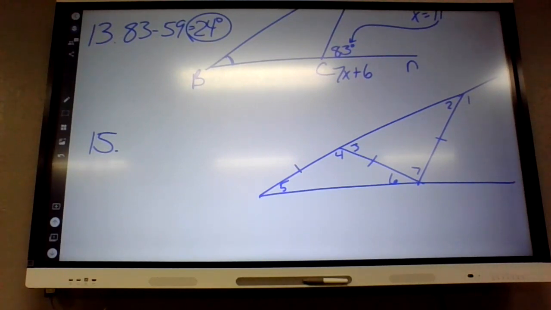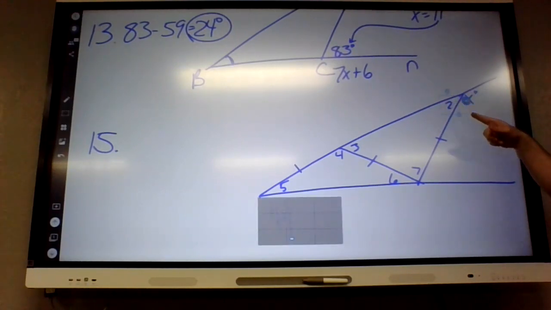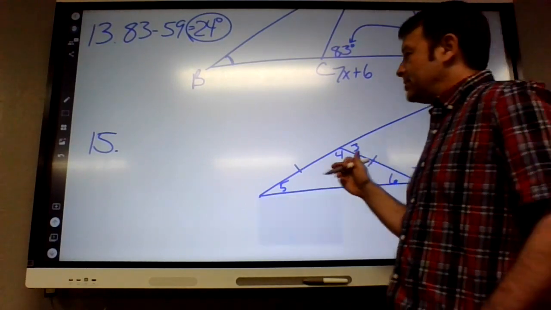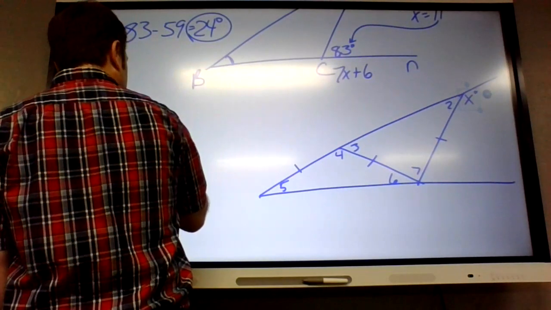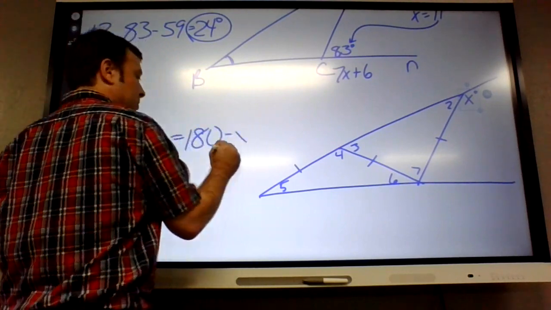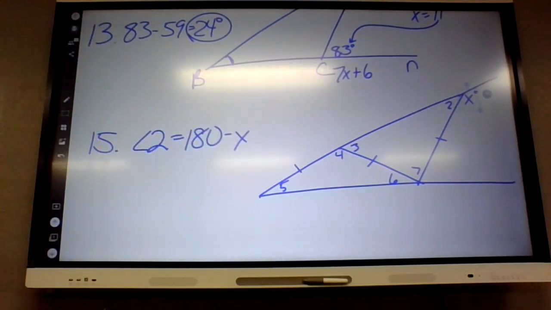Okay, on 15 it says in the directions that angle 1 is x degrees. So it doesn't give us a way to figure out x. We're just supposed to write an expression. How would you figure out number 2? If this is x, how would you find angle 2? 180 minus x. Right, so that's what we're going to write. Angle 2 equals 180 minus x.